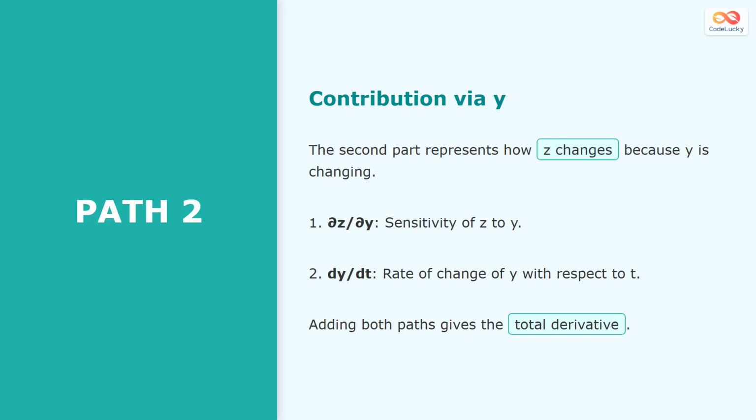Similarly, the second term is the contribution via y. We multiply the partial derivative of z with respect to y by the derivative of y with respect to t. Adding this to our first term gives us the complete picture.